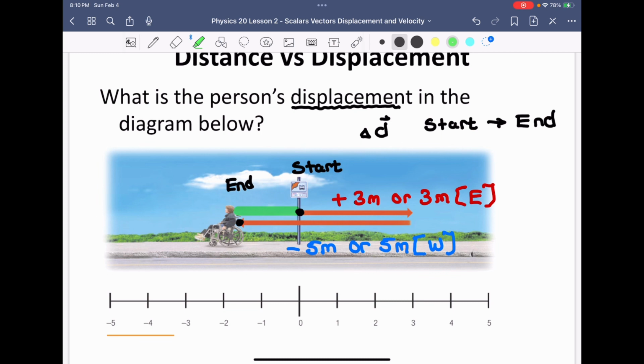Okay, now just purely looking at it graphically, on this number line, you'd be like, okay, if they start at 0, which is right in the middle, and then they end at -2, that means the overall displacement should be -2 meters or 2 meters in the west direction. Now, what we're going to do is confirm that algebraically below.